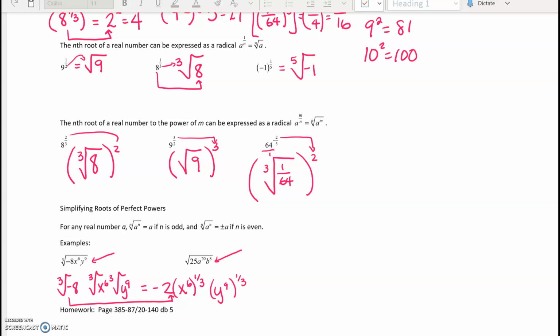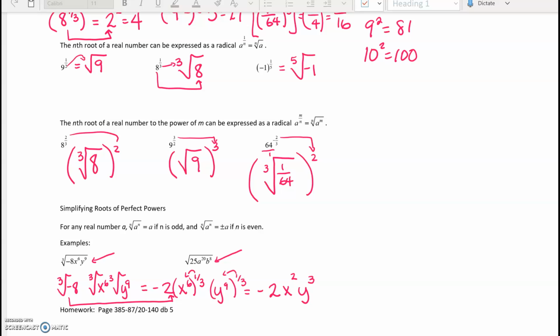And if you remember when we first worked with exponents earlier this year, when you take a power to a higher power, you multiply. So we've got the -2 out front, x to the 6 over 3, which is 2, and y to the 9 over 3, which is 3. And there's your answer for the first problem.